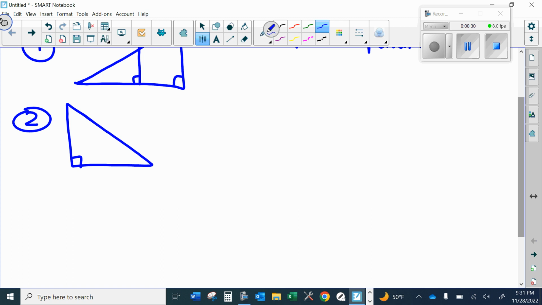Okay, so let's say I tell you this is 40 degrees. I tell you this is 10 millimeters. Find x. Okay, and then round to nearest tenth. So obviously this is my reference angle.